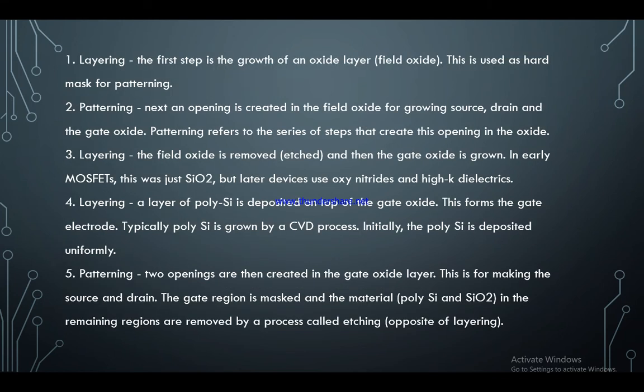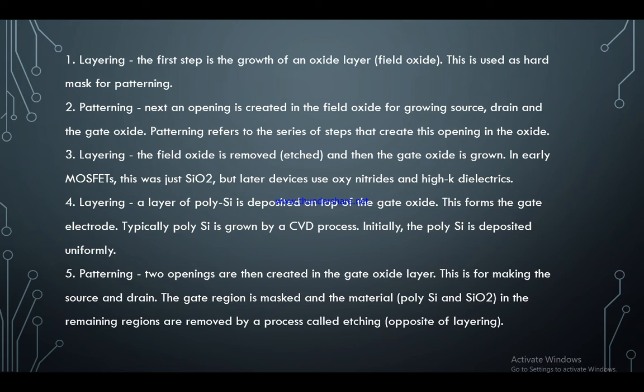Layering. The first step is the growth of an oxide layer, basically field oxide. This is used as a hard mask for preventing patterning. Next, an opening is created in the field oxide for growing the source, drain, and the gate oxide. Patterning refers to the series of steps that creates this opening in the oxide.